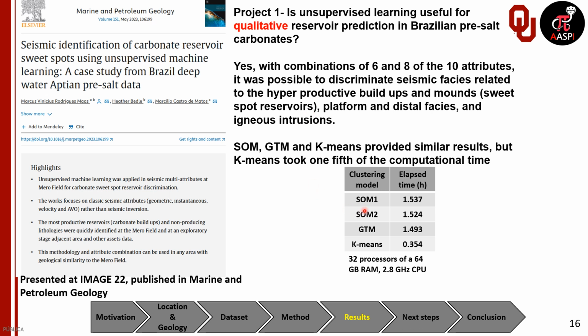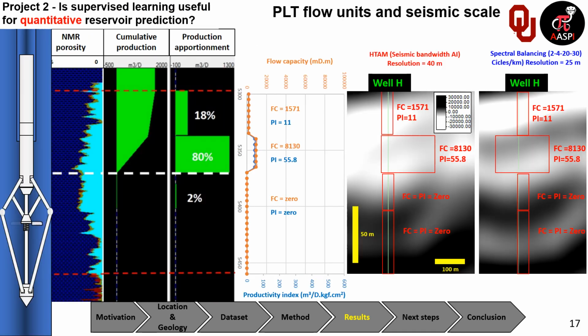Okay, and these are the results. They provided similar results, but K-means took one fifth of the computational time. This is relevant because when we work with very big data sets, this has a great impact. While the other algorithms took 1.5 hours, this one took 0.35 hours, okay, which is about 20 minutes. So this is project 2.